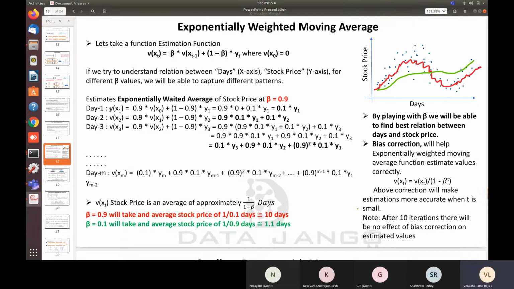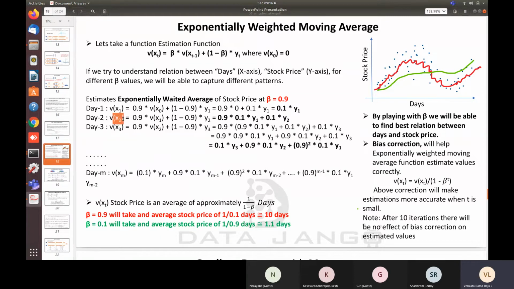When I try to find the first day's stock price, it is 0.9 beta into the 0th day's prediction plus 1 minus beta into the first day's actual stock price. So 0.9 into 0, because v of x0 is going to be 0, and then 0.1 into y1. So it's going to be 0.1 into y1. What I'm saying is, 10% of the first day's actual price. When I took 0.9 as beta, the first day stock price is equal to 10% of the actual first day stock price.